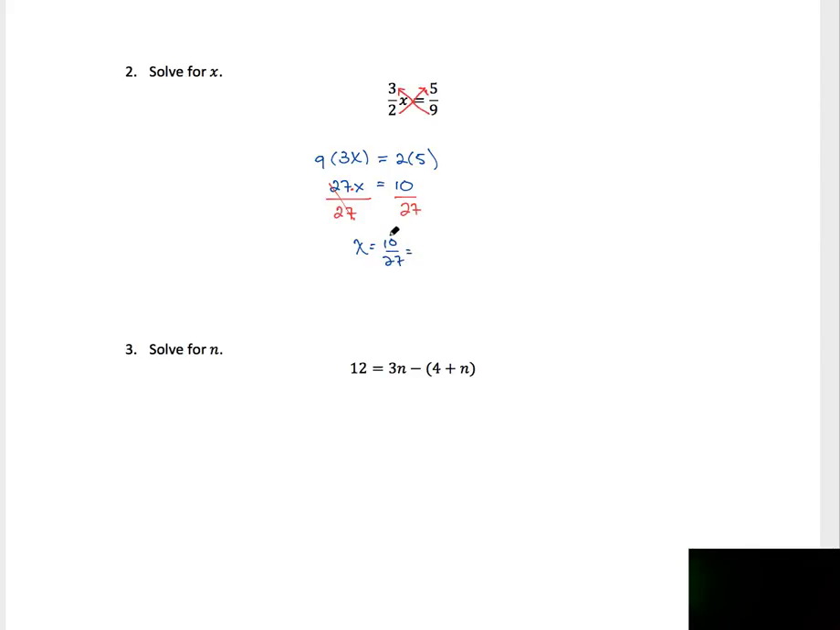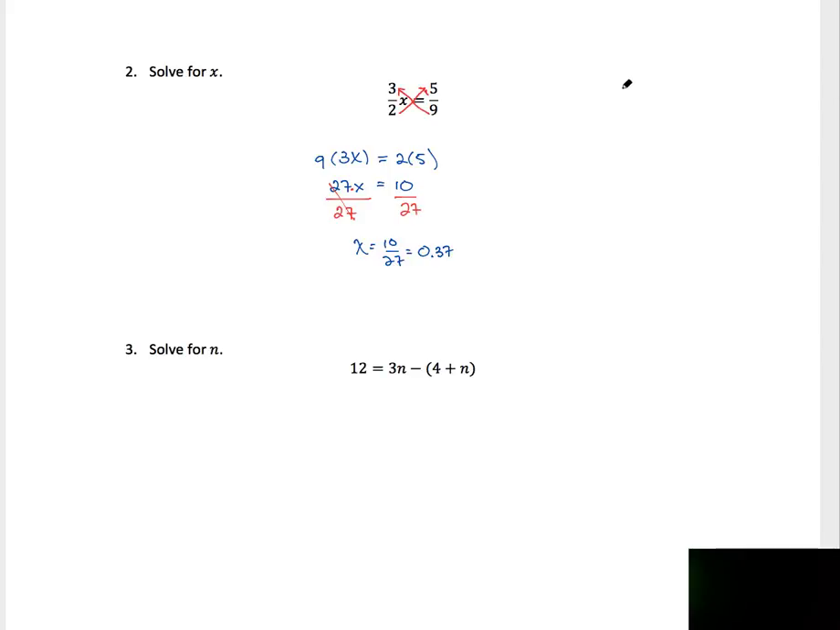Or if you want to convert that to a decimal, you can convert to a decimal. It doesn't terminate nicely, so we'll have to round. And if we round to 2 decimal places, it gives us approximately 0.37. Okay, so that's how you would solve this problem by cross multiplying.